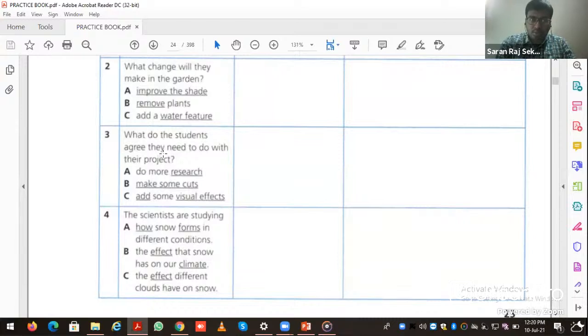What do the students agree they need to do with their project? So here it's all about the students, they agreed on something to do with their project, and we have to know whether it is do more research, make more cuts, or add some more visual effects. So now let us listen to this question.